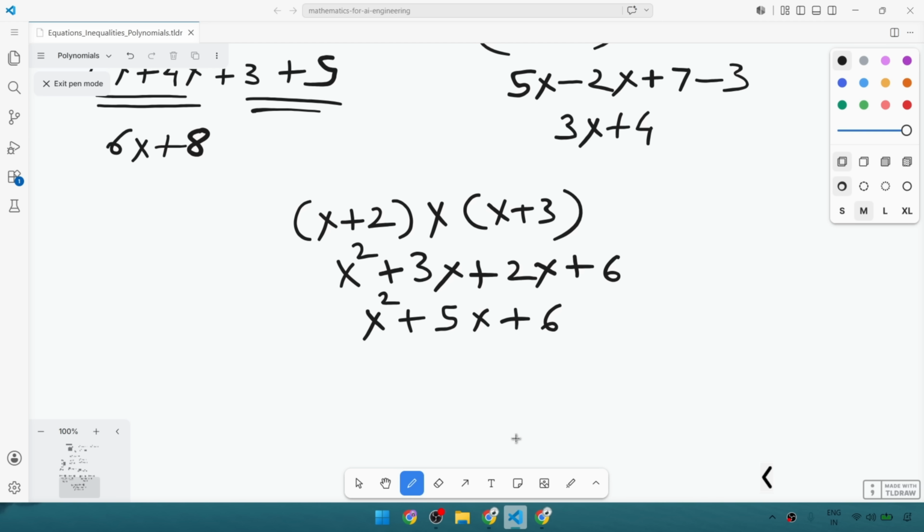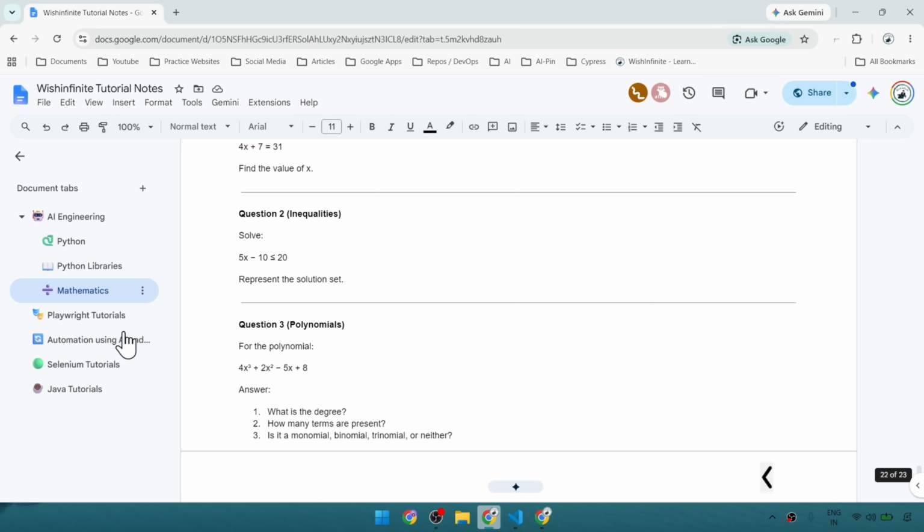And for the polynomial section, I have one assignment, which is this one. For this particular polynomial, which is 4x to the power 3 plus 2x square minus 5x plus 8, you need to find these answers: what is the degree? How many terms are present? Is it a monomial, binomial, trinomial, or neither? So try to find out these answers and let me know in the comment section below. In case of any doubt, feel free to reach out to me.